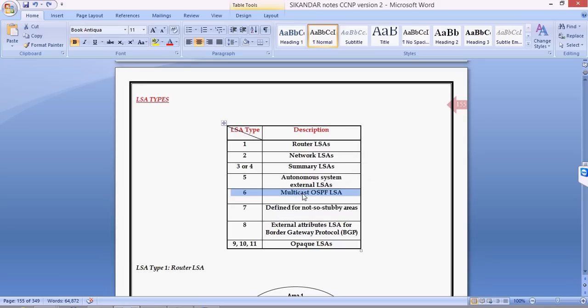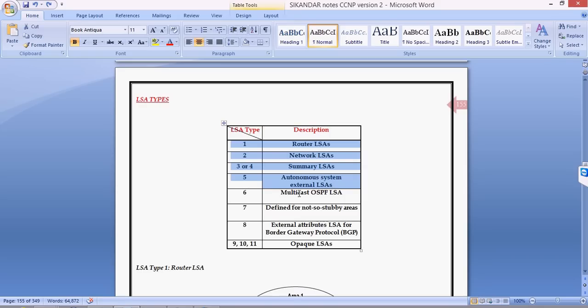Whereas LSA 8, 9, 10 are generally very advanced LSAs. LSA 8 is used for external attributes in BGP, and LSA 9 and 10, generally called opaque LSAs, are used in MPLS traffic engineering in some advanced implementations. As per our CCNP, we'll be discussing 7 LSAs. The first 5 LSAs are the main LSAs which are used.